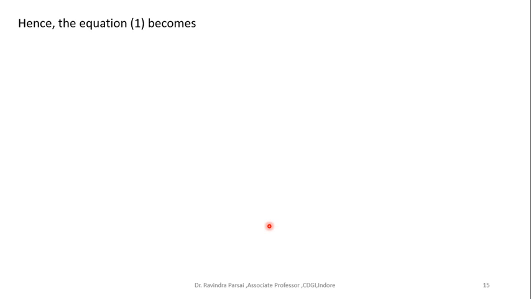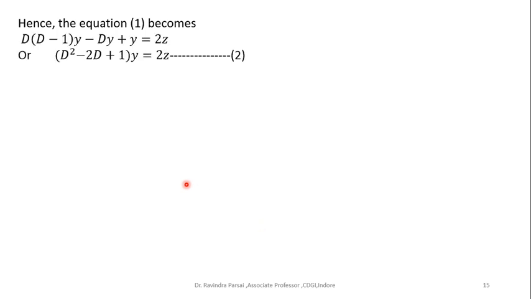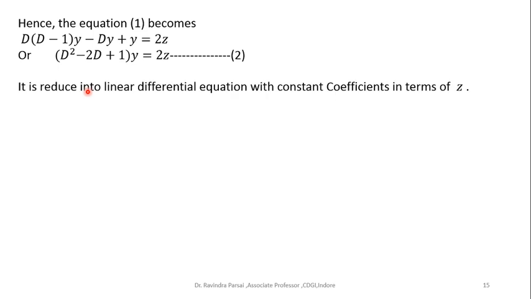Then on putting these values in the given equation 1, it will reduce to this pattern: (D square minus 2D plus 1) y equals z. It is a linear differential equation with variable coefficients of second order. Therefore, first we find its complementary function. For this, you have to write the auxiliary equation m square minus 2m plus 1 equal to 0.